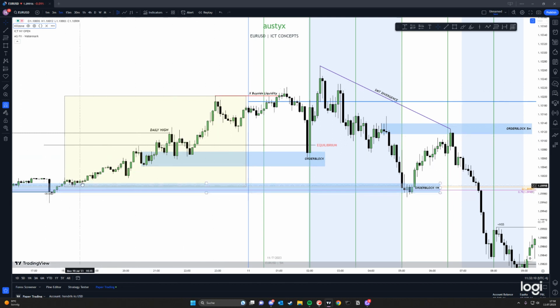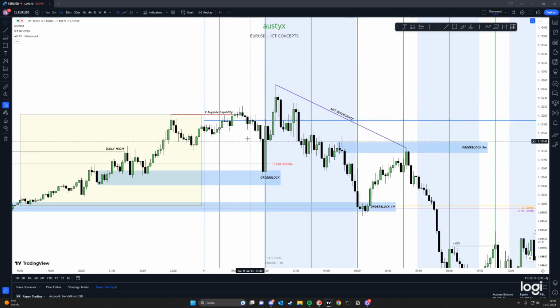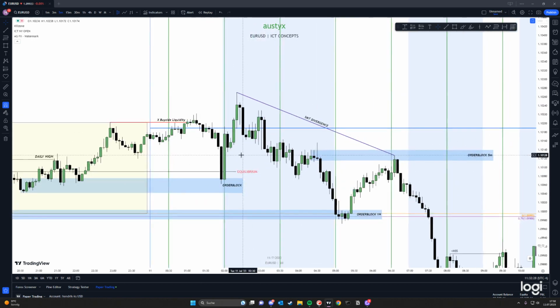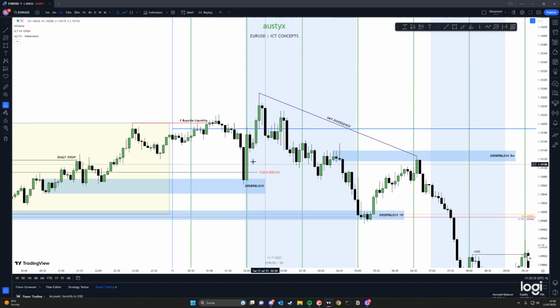Then we have the equilibrium of this Asian range leg. It's this one from here to here. We can see that price took out the Asian buy side and dumped into this. This was pretty unexpected for me, for this to happen this fast. The beginning in general was a bit messy today.